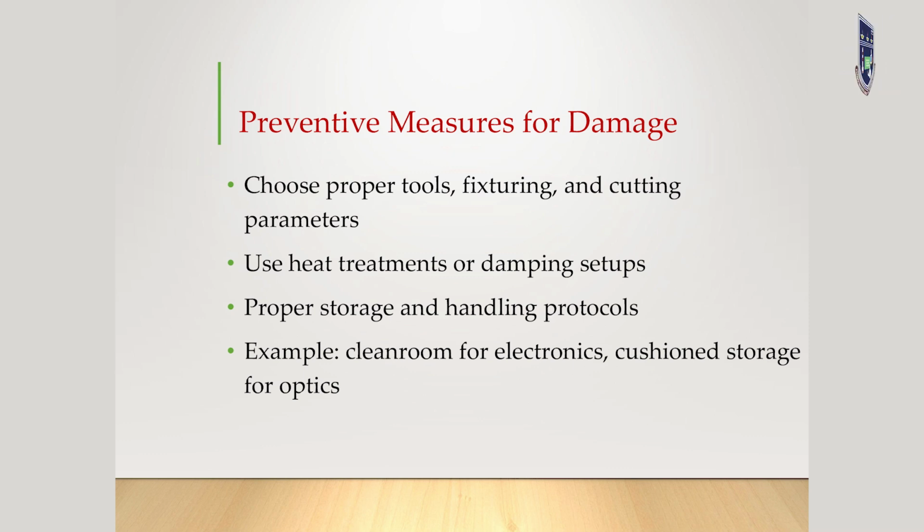Another key aspect of preventing damage is proper material handling and storage throughout the production cycle. Certain components may require a protective coating, controlled environment, or cushioning method to avoid scratches, corrosion, or deformation. For example, electronic control parts or precision optical components must be handled in a clean, static free environment to prevent contamination or electrical discharge damage.